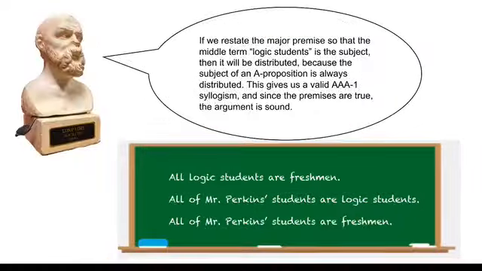Then Socrates comes in and he says, if we restate the major premise so that the middle term, logic students, is the subject, then it will be distributed, because the subject of an A proposition is always distributed. This gives us a valid AAA 1 syllogism, and since the premises are true, the argument is sound. And notice we've just rearranged the words a little bit. All logic students are freshmen. All of Mr. Perkins' students are logic students. Therefore, all of Mr. Perkins' students are freshmen.